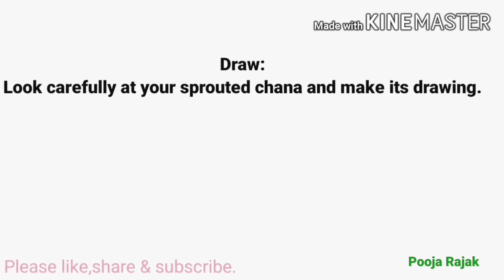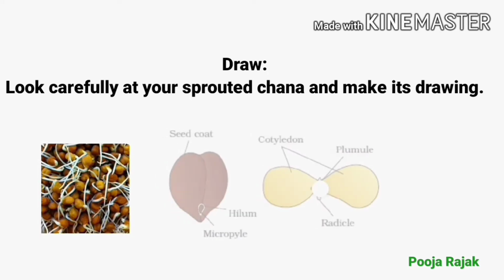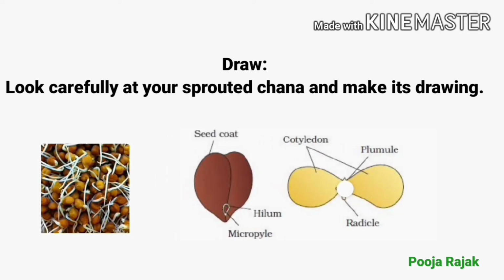So another topic is draw. Look carefully at your sprouted chana and make its drawing. So there is a picture of a sprouted chana as well as the label diagram of chana. So the outer covering is called seed coat. There is hilum and micropyle from where sprouting is occurred, okay? There is a cotyledon and plumule and radical part also. You can see in the picture, okay? Now let's move on to the next slide.